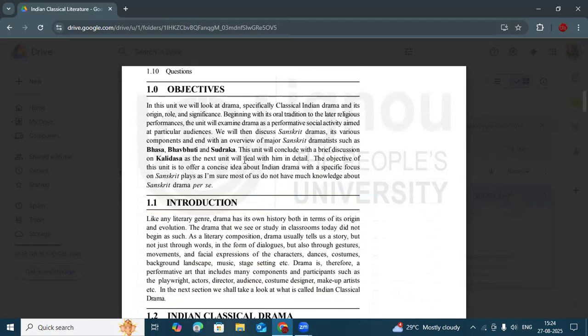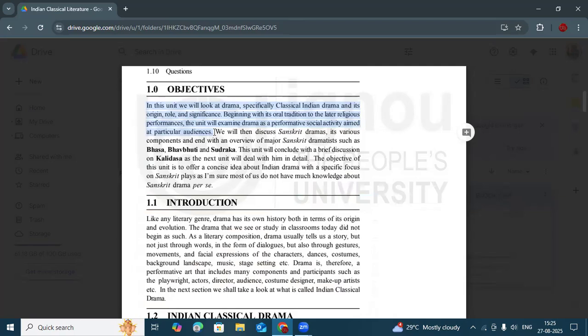Objectives. In this unit, we will look at drama, specifically classical Indian drama and its origin, role, and significance. What are we going to look at? We are going to look at classical Indian drama: about its origin, about its role, about its significance. All these things we are going to look upon concerning classical Indian drama.